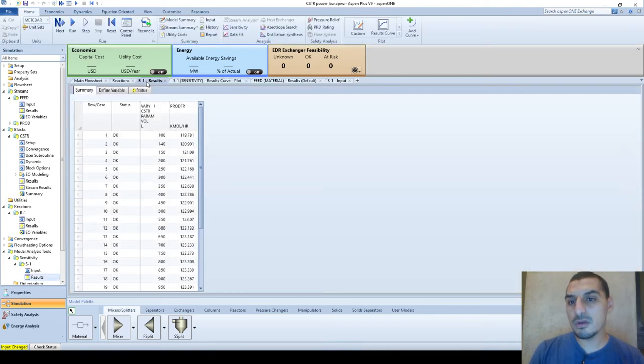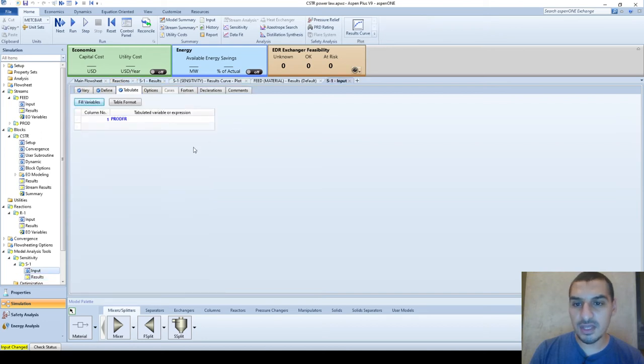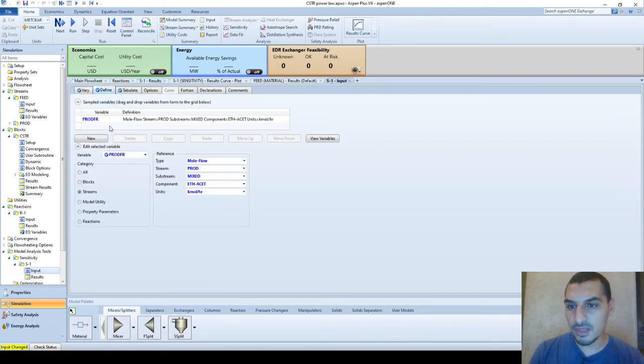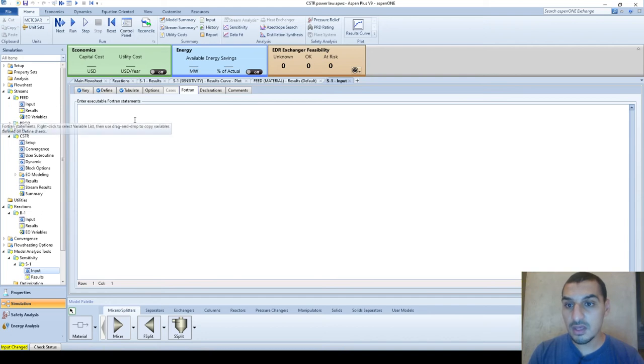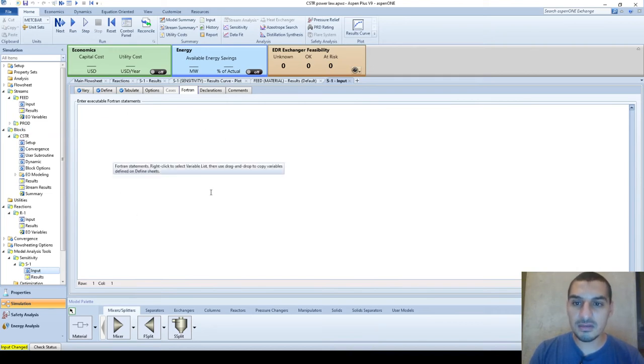Unfortunately, conversion is not something that you can find in the sensitivity analysis here in the parameters that you can calculate. It's not any one of the parameters you can find here. So what you can do is go here to the Fortran tab, which is available in many or almost all the blocks, but we have not used it yet. But this is where you can calculate any parameter that you want.